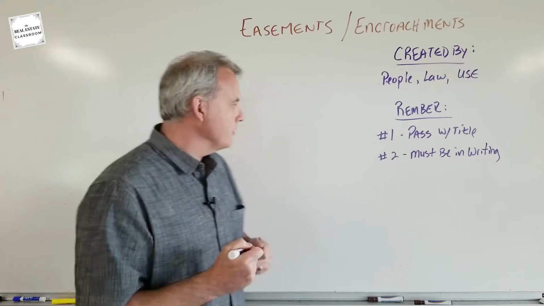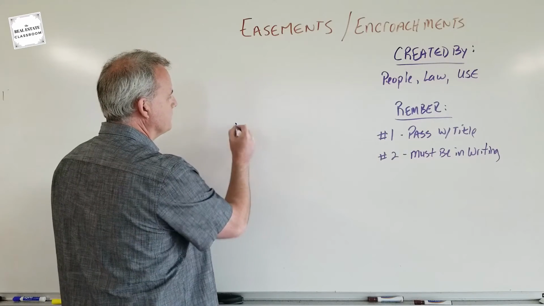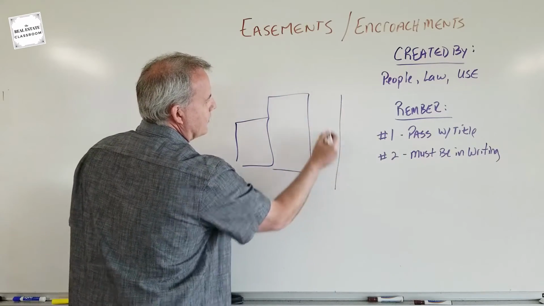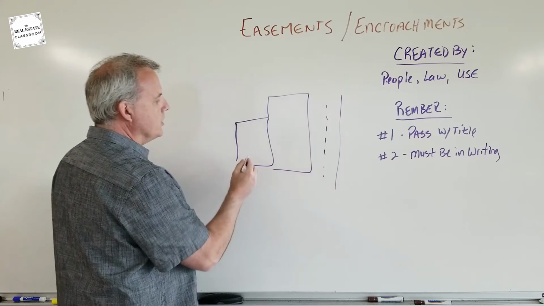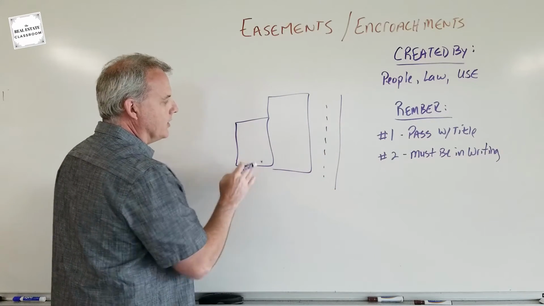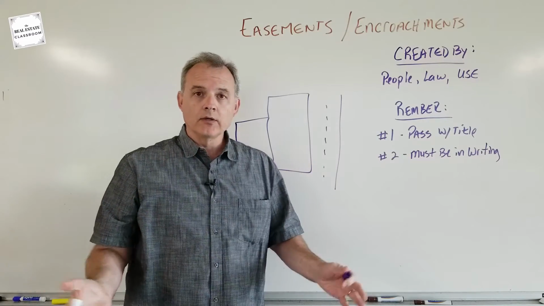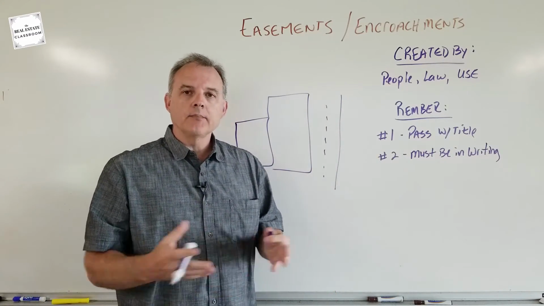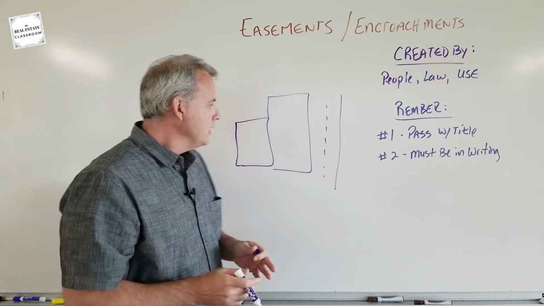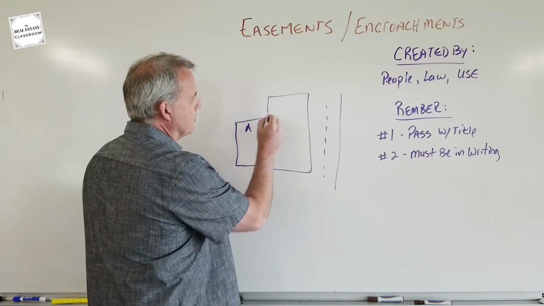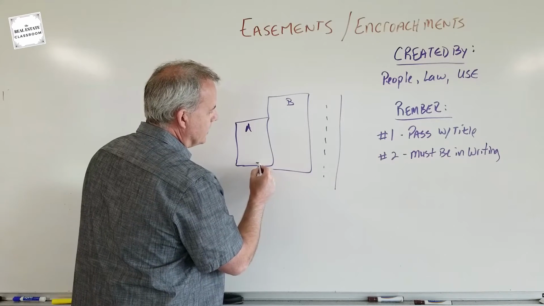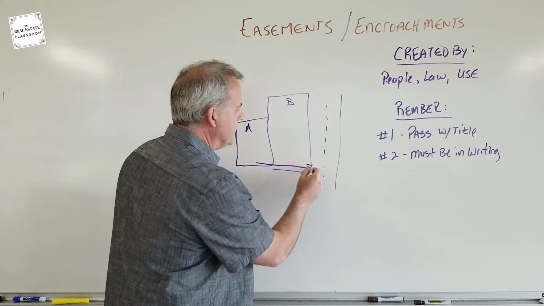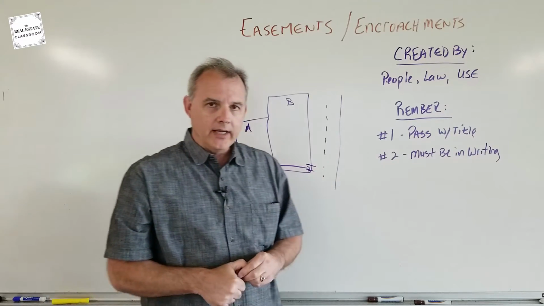So let's take a look here. Let's say that we have a property owner, and this is a highway. And there's no way for this property owner right here to access the real world. All right? This is what we call a landlocked property. So this property owner A is going to get an easement to go across B's property so he or she has access to the highway.